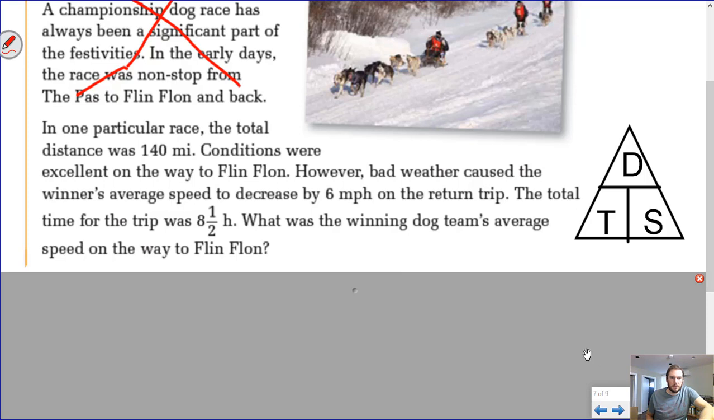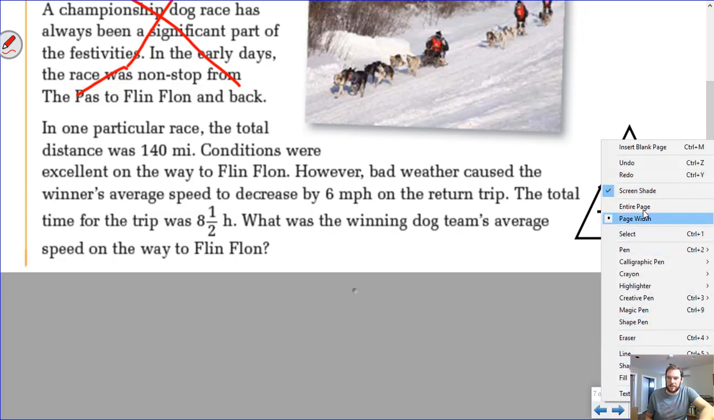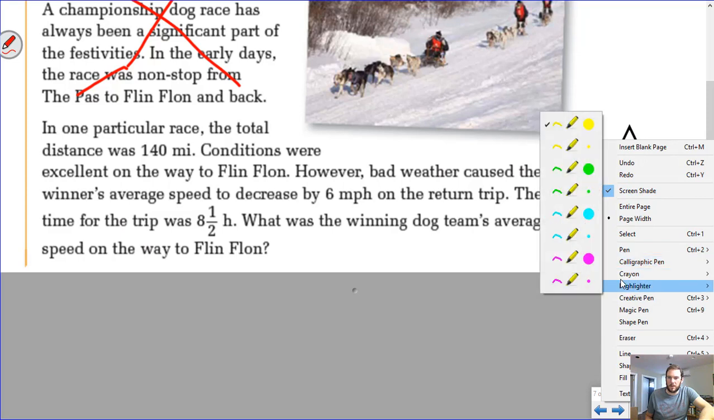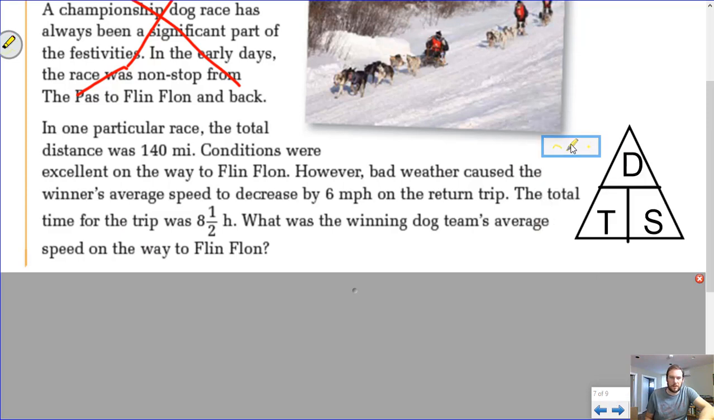So in one particular race, the total distance was 140 miles, right? So right there, we're starting to get some information that really matters, right? So the total distance was 140 miles. Conditions were excellent on the way to Flin Flon. However, bad weather caused the winner's average speed to decrease by 5 miles per hour.